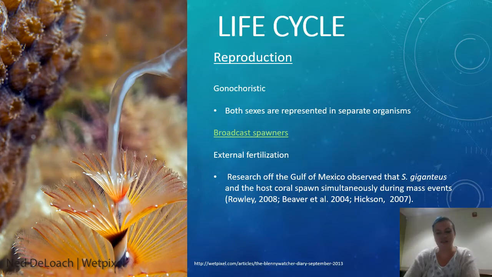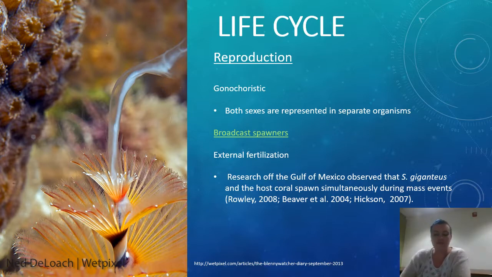Hey guys, I'm going to talk to you today about the life cycle and reproduction and distribution of these organisms. So, Spirobranchus giganteus is going to be gonochoristic, which means that both male and female parts or sexes are going to be on separate organisms. They're also considered broadcast spawners. That means that they release the gametes into the water and they're fertilized externally in the water.